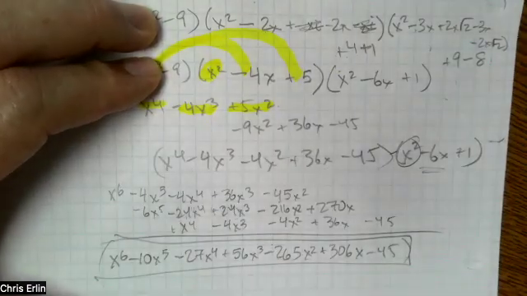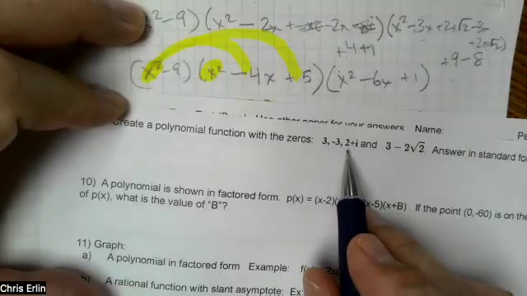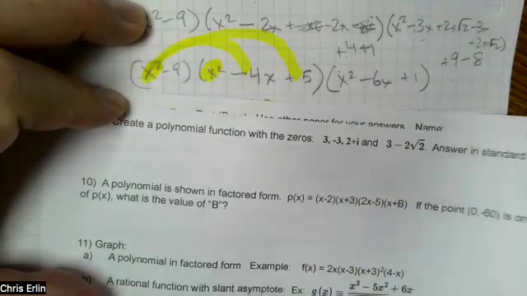Whew, that's the polynomial that had those original zeros of 3, negative 3, 2 plus i, and 3 minus 2 root 2.